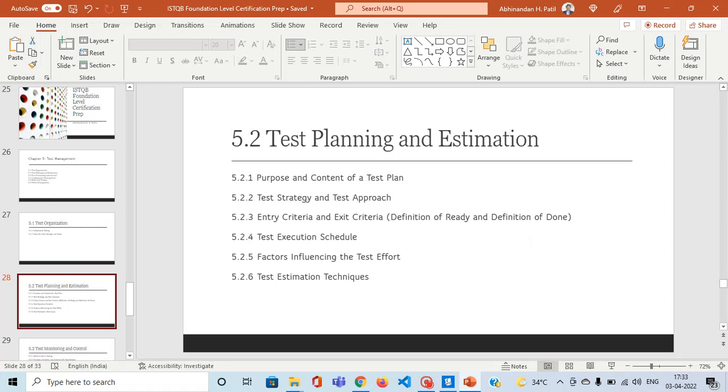Determine the level of detail and structure of test documentation. How detailed we want the test documentation to be is also decided by the test plan.